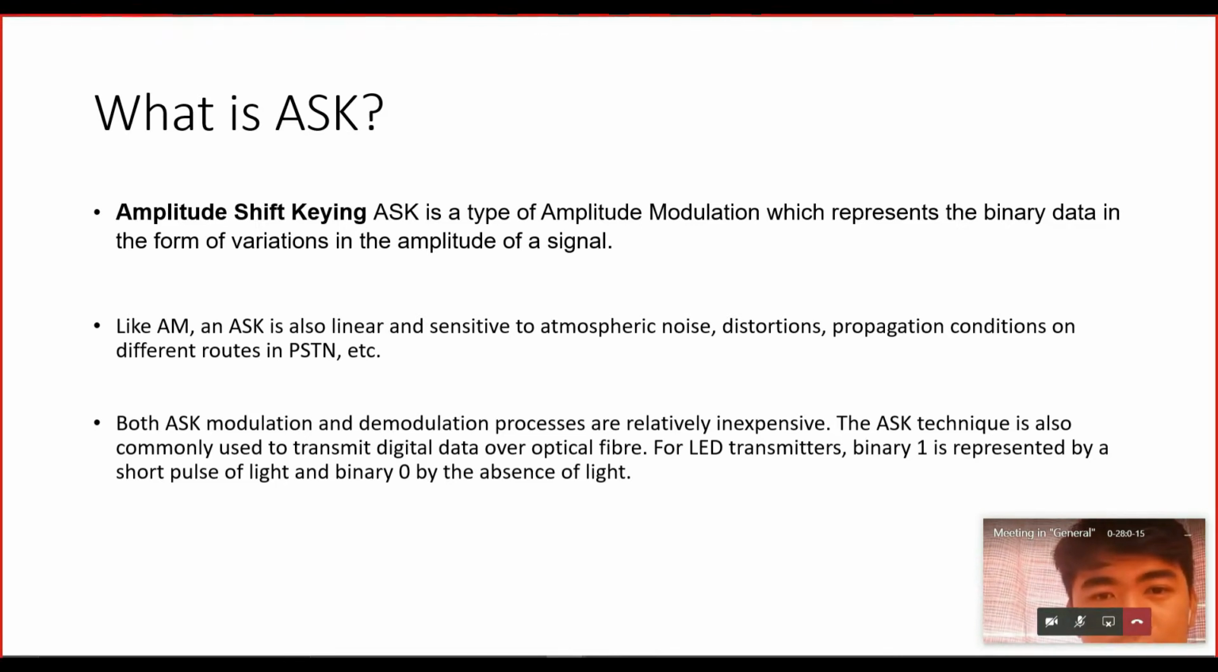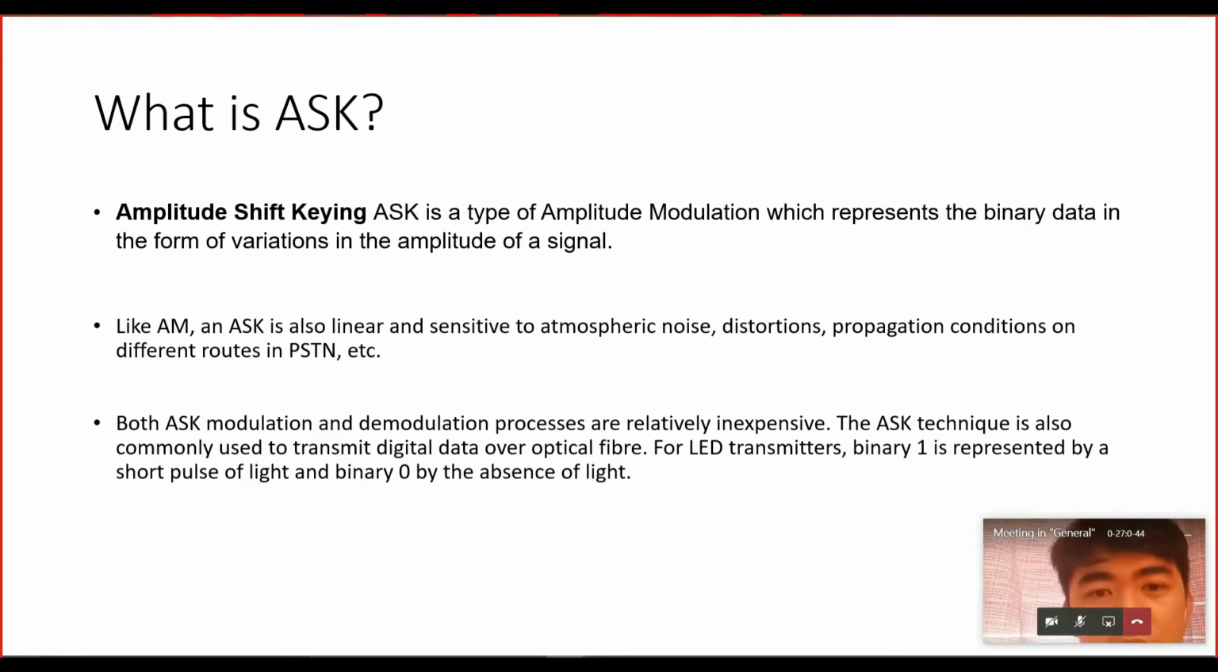Like AM, ASK is also linear and sensitive to atmospheric noise, distortion, propagation conditions on different routes in PSTN, etc. Dahil nga po AM po yung ASK, susceptible po siya sa noise. Reliant po siya, kasi yung ASK sa amplitude ng signal. Kaya po pag sa transmission, malaki po yung effect ng noise.